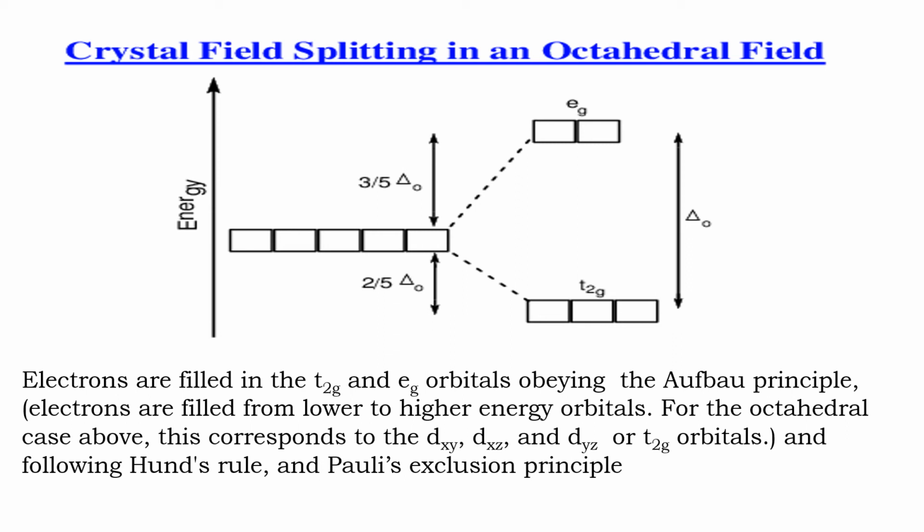Is the diagram clear for you? I have 5 unsplit, or degenerate, d orbitals, and in an octahedral field they split into 2 sets. They are the t2g levels and the eg level. Each t2g orbital has an energy of -4 Dq, while each eg orbital has an energy of +6 Dq. The energy gap between t2g and eg levels is 10 Dq, or delta O, in an octahedral field. Is it okay for you? Now we proceed to the filling of the electrons.